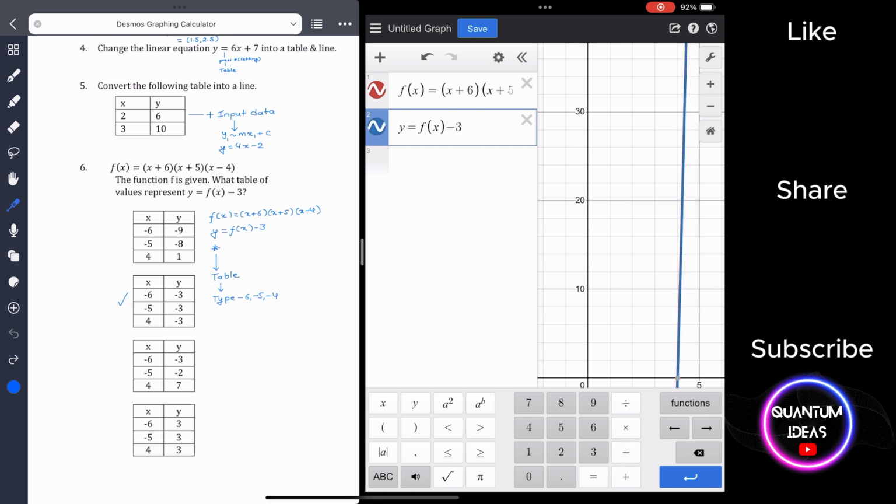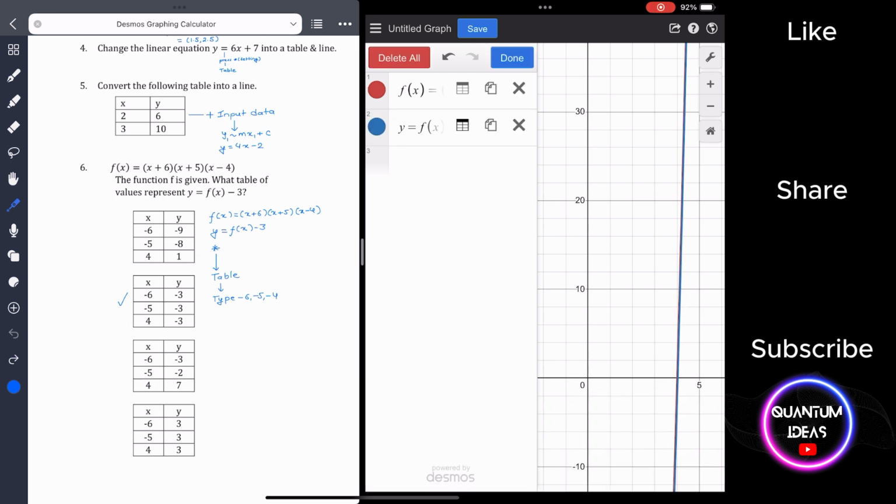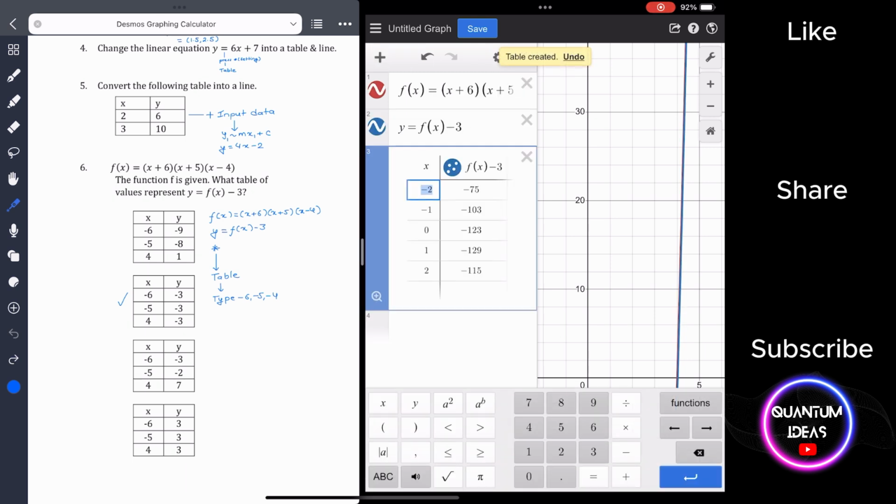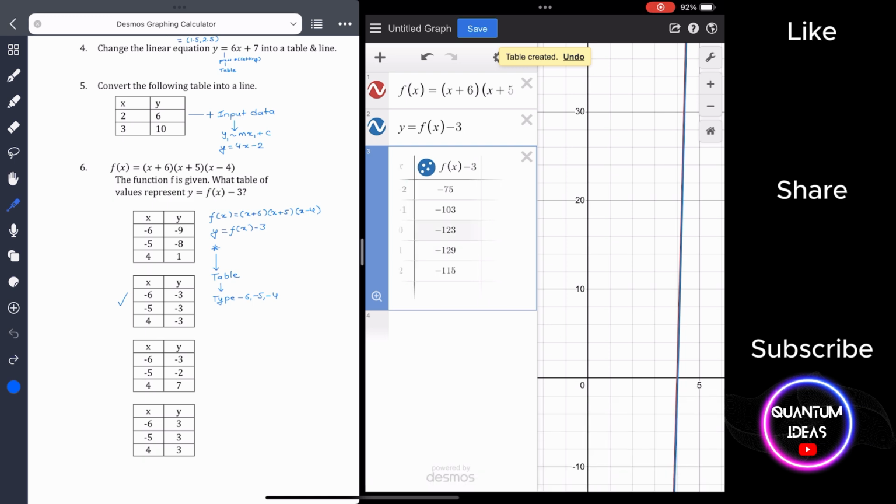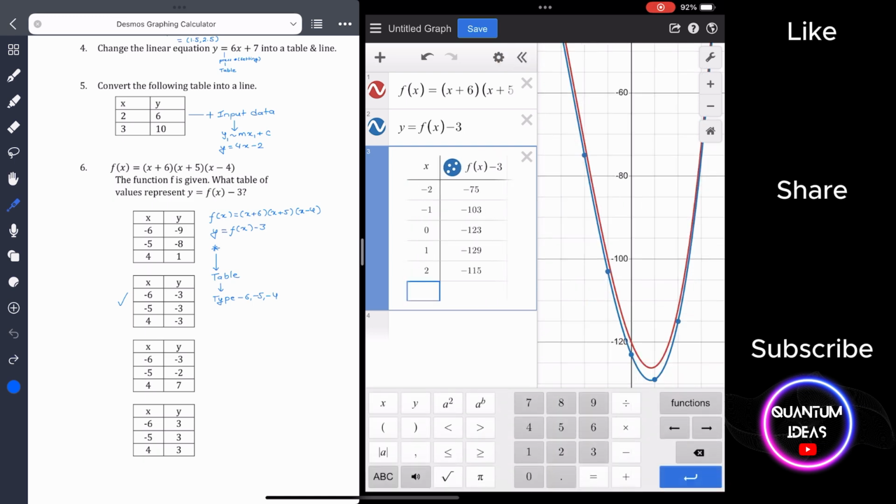To make a table, again go to that setting button here, tap it, and press on the table. So you can see the table here, but what are the values on the left side? What are the values of x? See here, the values of x are minus 6, minus 5 and 4. So we have to find that. Just plug in minus 6 here, minus 5 here, and 4 here. Sorry, that's 4.